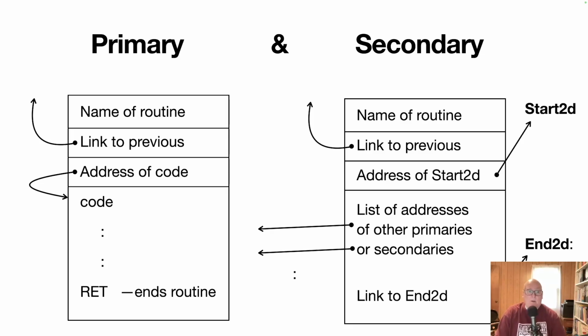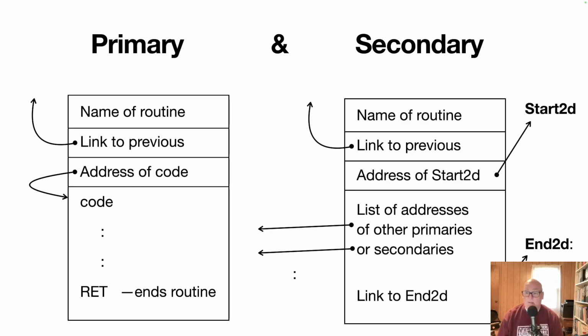Okay, and so this will be used when we're calling from secondaries. They need to know the address of the code to run. So the secondary, the core of that is a list of other addresses, the other primaries or secondaries that are being called. So it can call itself recursively even, but something's going to walk through that list, and that's the start2d routine. It's going to walk through that list, keep track of where we are, and as we call things, it moves on to the next one until finally we get to the end-to-end, a link to that.